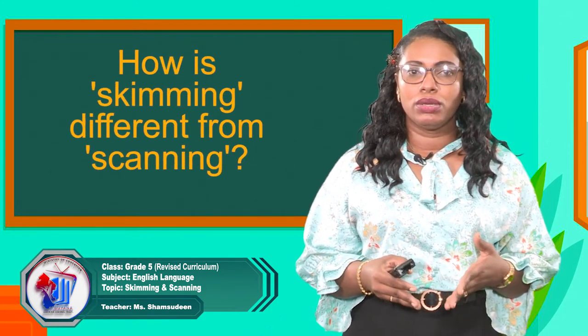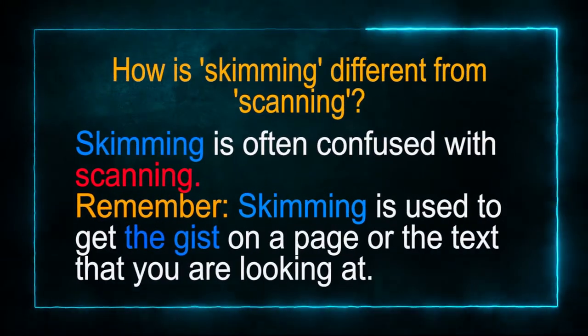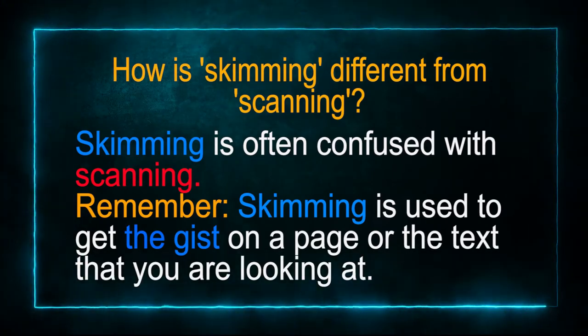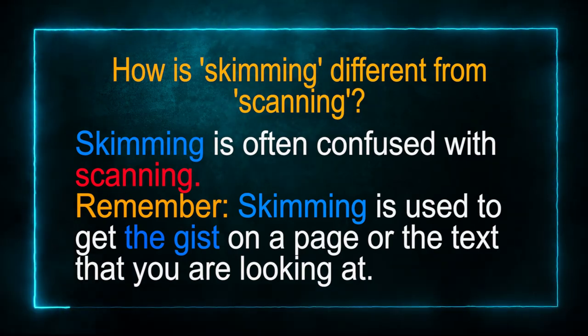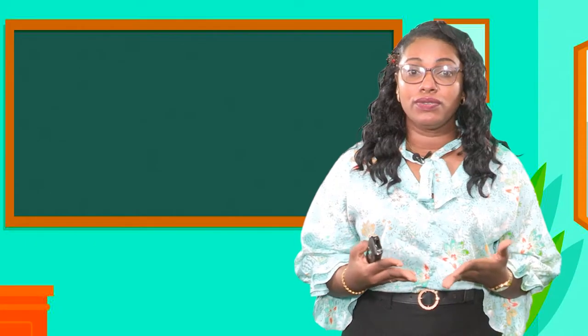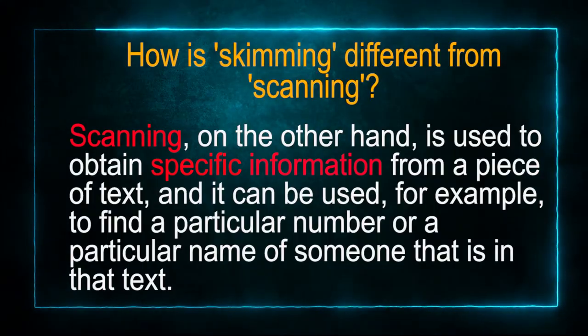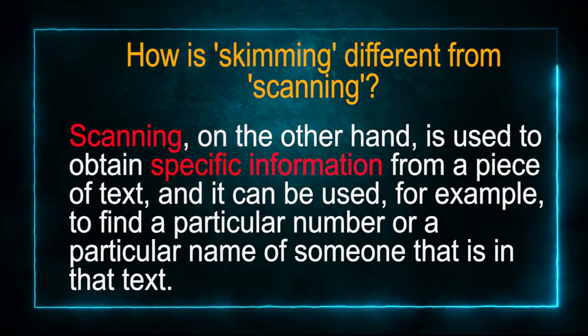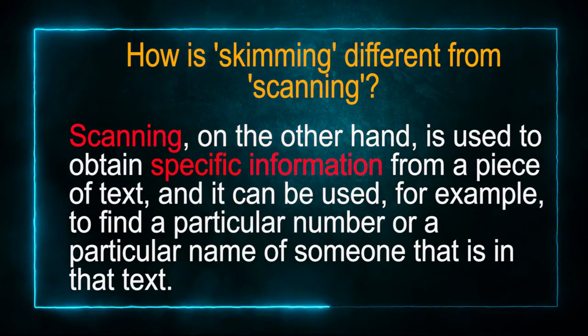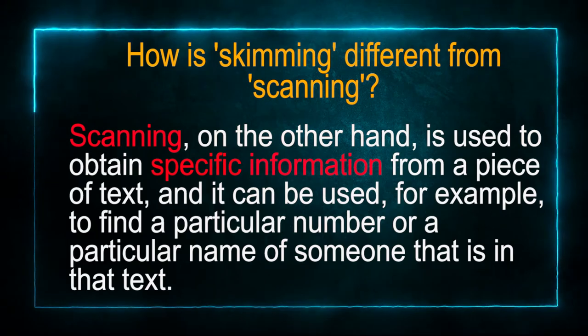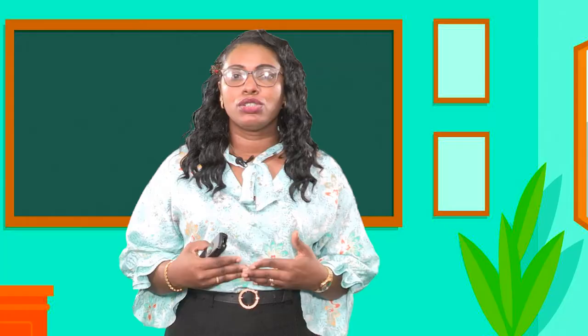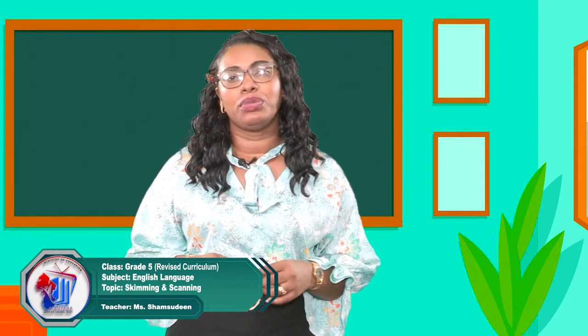Now, how do we know skimming from scanning? Skimming is often confused with scanning, but you must remember that skimming is used to get the gist of a page or the text that you are looking at. Scanning, on the other hand, is used to obtain specific information from a piece of text, and it can be used, for example, to find a particular number or a particular name of someone that is in that text. So, unlike skimming, where you will quickly glance over, probably read the first sentence and the last sentence to see what the text is about, in scanning, you are looking in the text to get a particular piece of information.